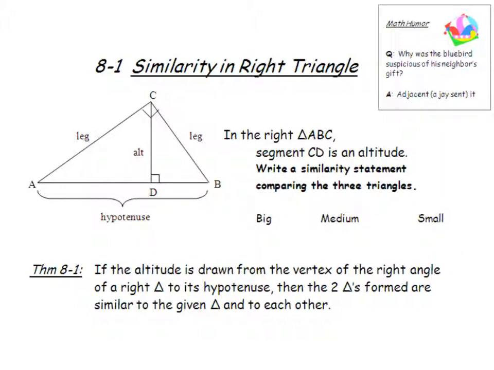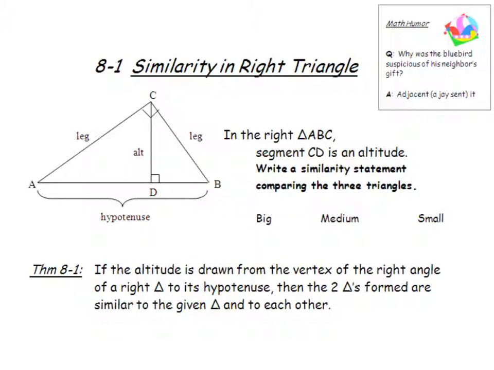And what happens there is, because the altitude is a perpendicular bisector, the large triangle and the two small triangles that it creates actually have similar proportional sides and similar angles. So when I ask you to write a similarity statement comparing these three triangles, I want you to actually write out the order in which they match up.